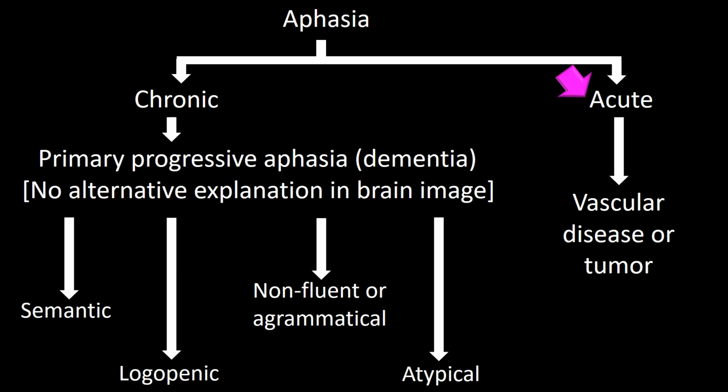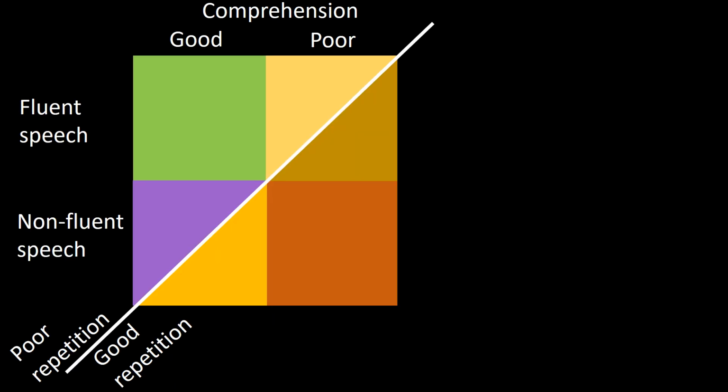Acute aphasia is usually due to vascular disease or tumors. A good way to have a simple understanding of the most common types of acute aphasia is to construct the diagram you see in this frame. Get a sheet of paper and copy it. It is important that you notice that it has only 3 parameters: comprehension, fluency, and repetition.